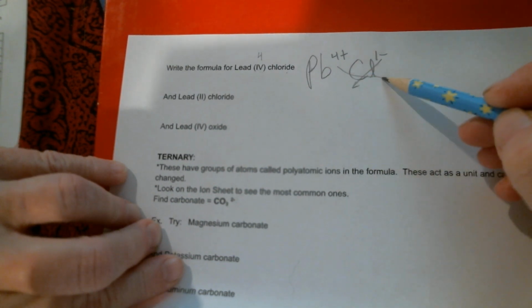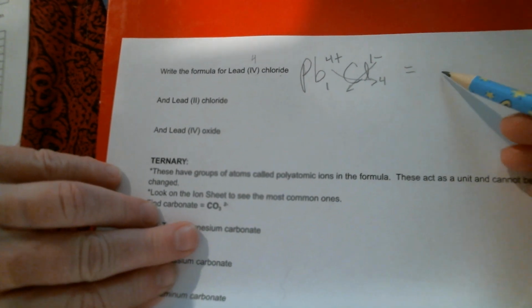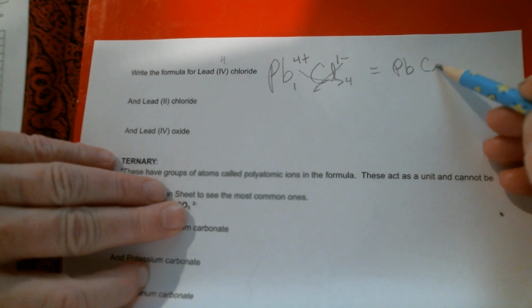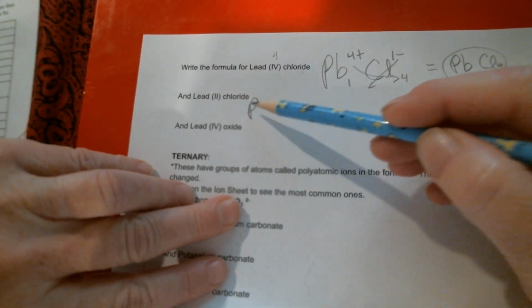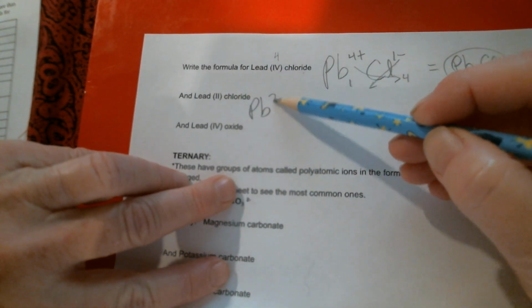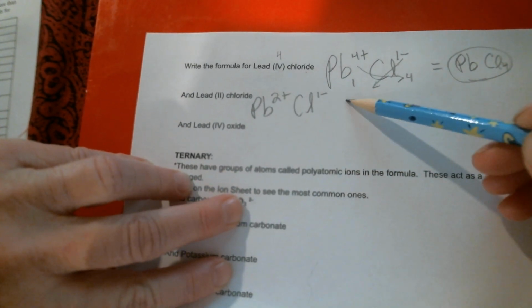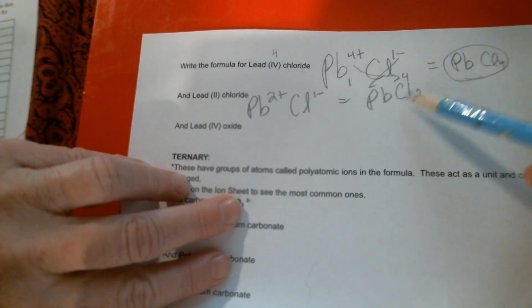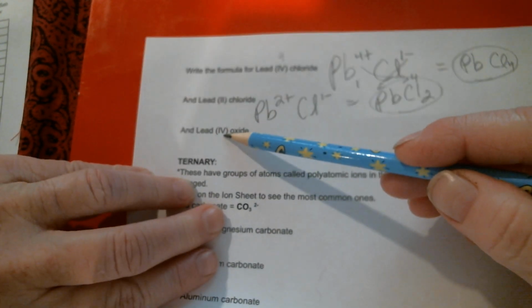Okay, I'm going to crisscross. I have 4 here and 1 there. Let's rewrite it, and I'm going to have Pb, 1, I don't write the 1, Cl, 4, final answer. Okay, let's try another one. Okay, so I've got Pb, the 2 tells me it's a 2 positive. The Cl is still negative 1, and now I have PbCl2, final answer.